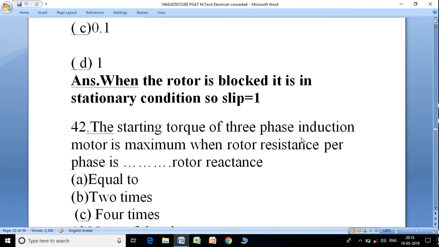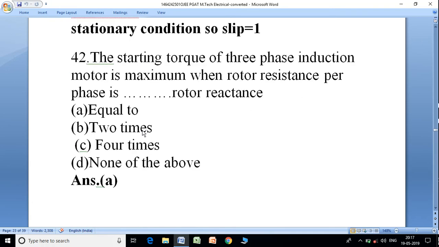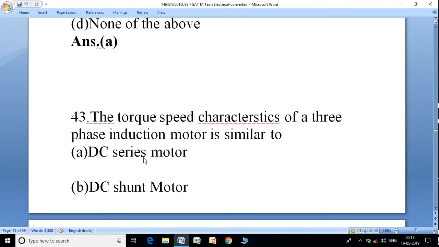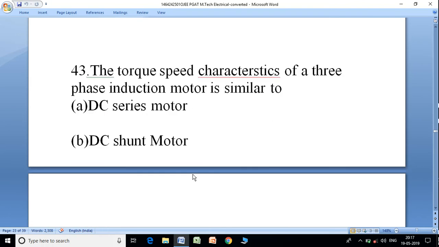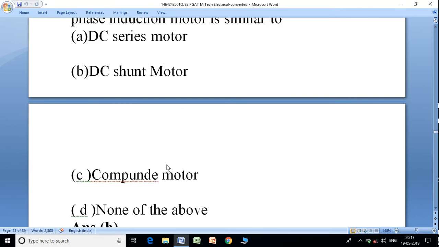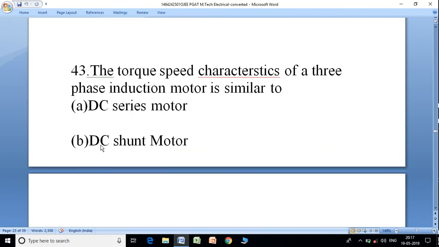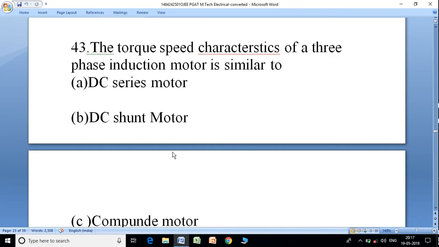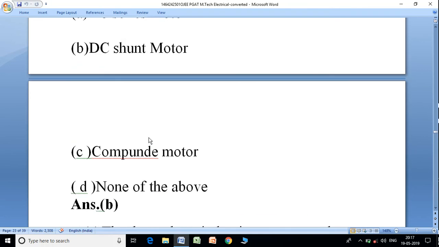The starting torque of a three-phase induction motor is maximum when rotor resistance per phase is equal to rotor reactance, that is R2 is equal to X2. The torque speed characteristic of three-phase induction motor is similar to DC series motor, DC shunt motor, compound motor. So DC shunt motor, the torque speed of three-phase induction motor is also like DC shunt motor.